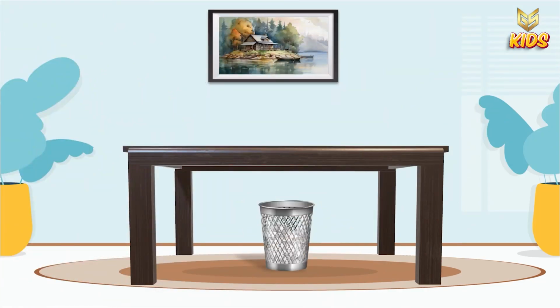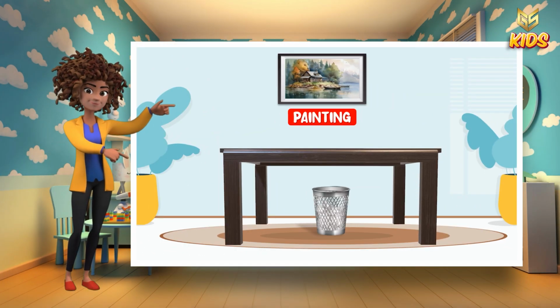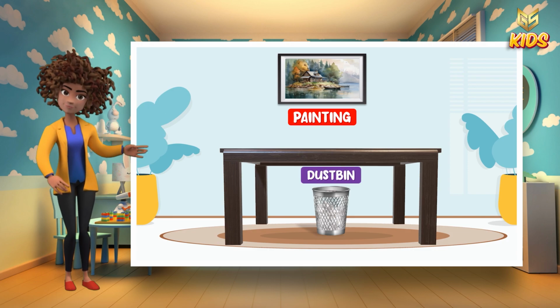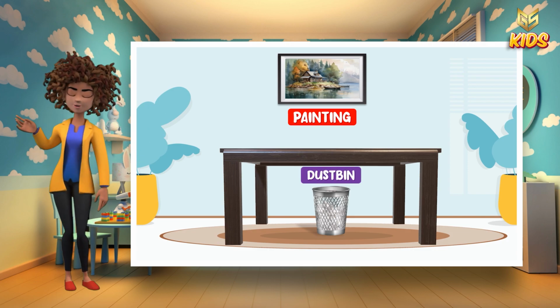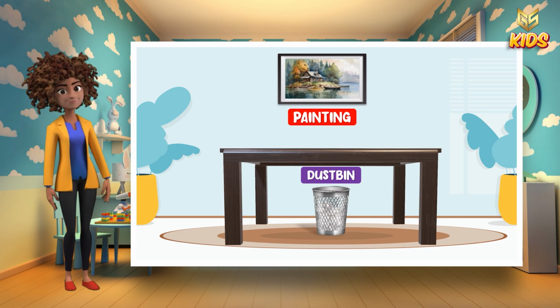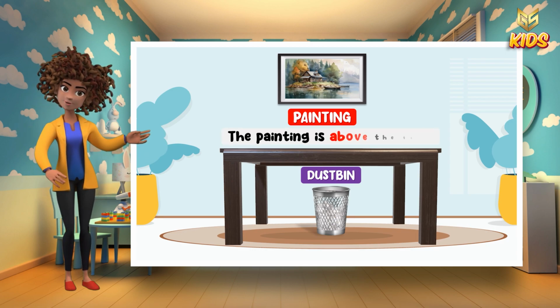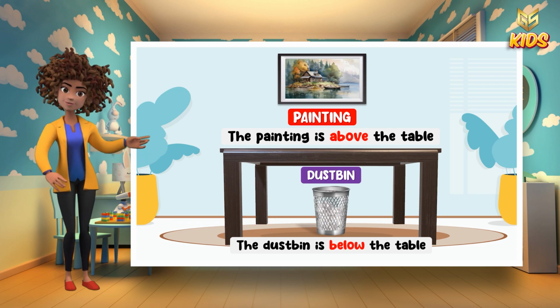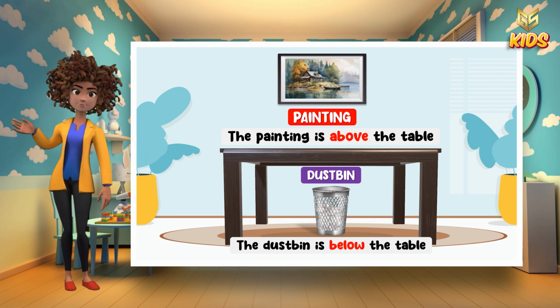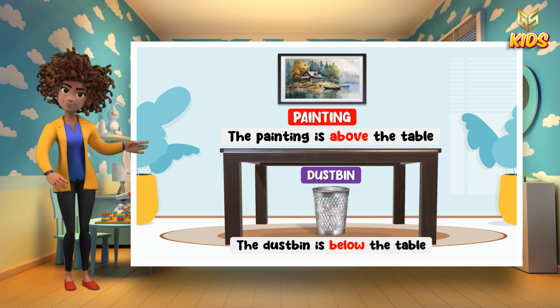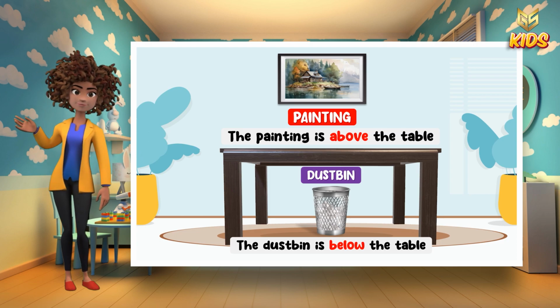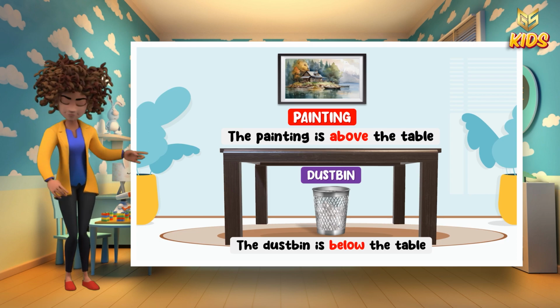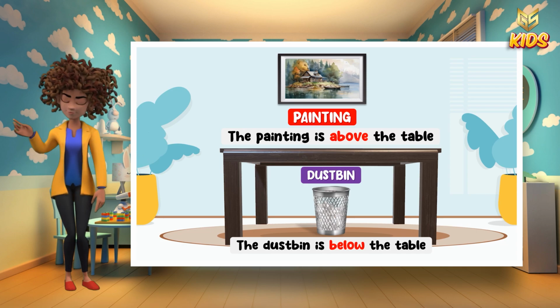Now look at this picture. What can you see? Again we can see a painting, and here a dustbin. Now tell me, which one is above and which one is below? The painting is above the table and the dustbin is below the table. Here the painting is above because the painting is in a higher position, and the dustbin is below because it is in a lower position.